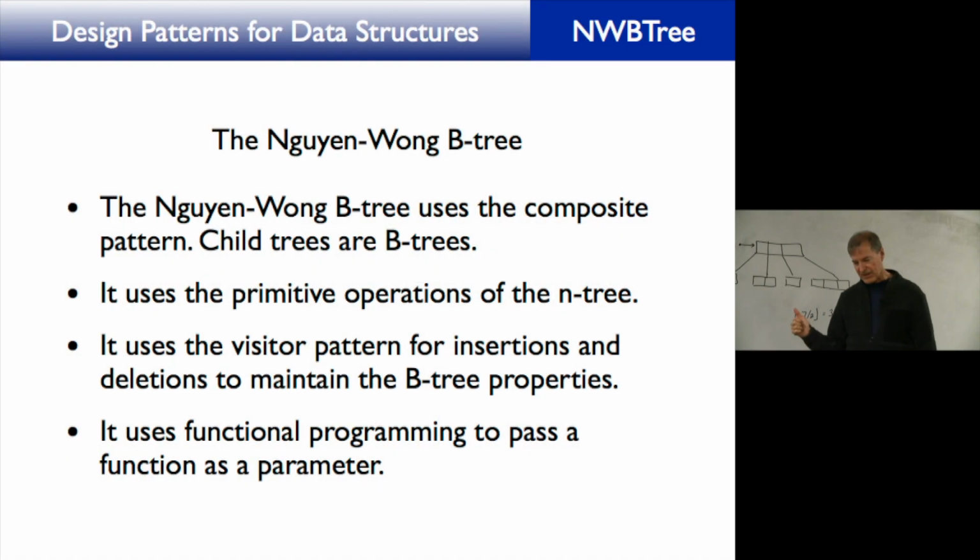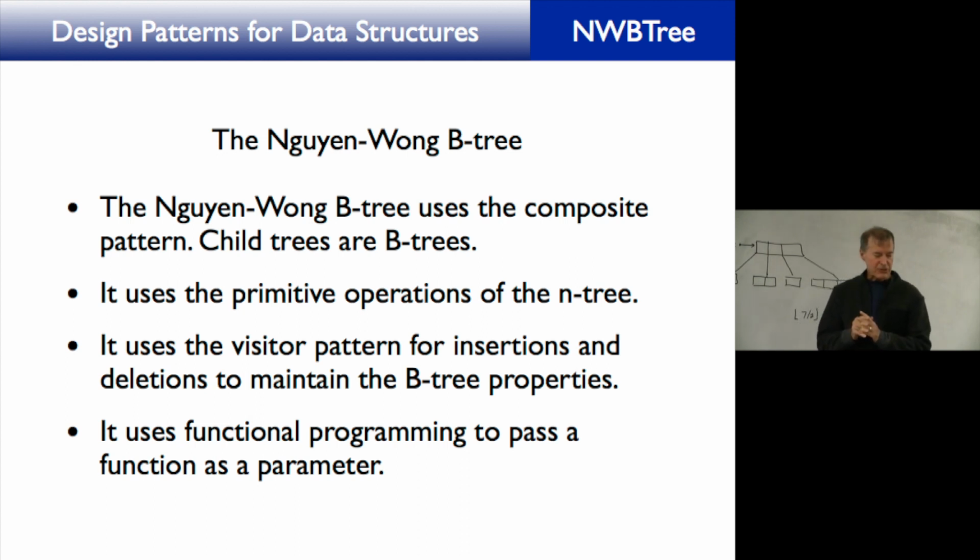Oh, before we do some more examples, now let me make a comment about the Nguyen-Wong B-tree. Let's define the Nguyen-Wong B-tree. The Nguyen-Wong B-tree uses the composite pattern. And I'm here to tell you that I have never seen an implementation of the B-tree using the composite pattern. This is the first, to my knowledge, that this has ever been done. Okay? So that the child trees are B trees. And second of all, it uses the primitive operations of the N-way tree. Okay?